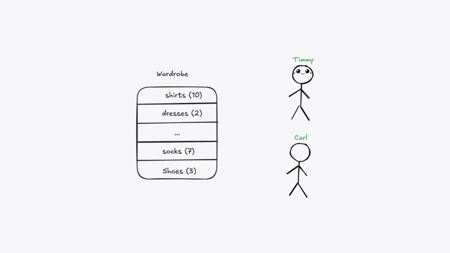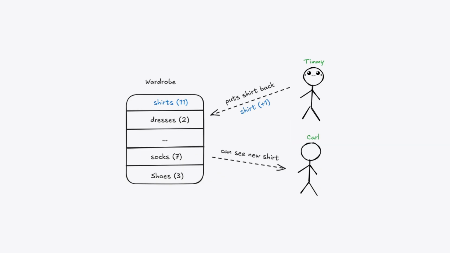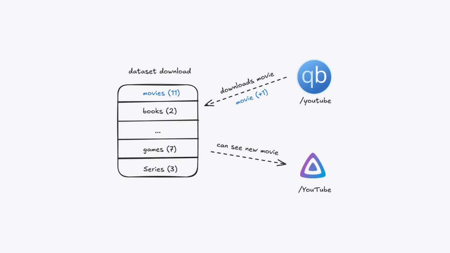Imagine you have a wardrobe. Both Timmy and Carl can see the contents of the wardrobe. What does this mean? Well, it means that if Timmy puts a shirt back, Carl will be able to see it. But what does this have to do with Jellyfin or qBit, you may ask? Well, this is how our setup will work.